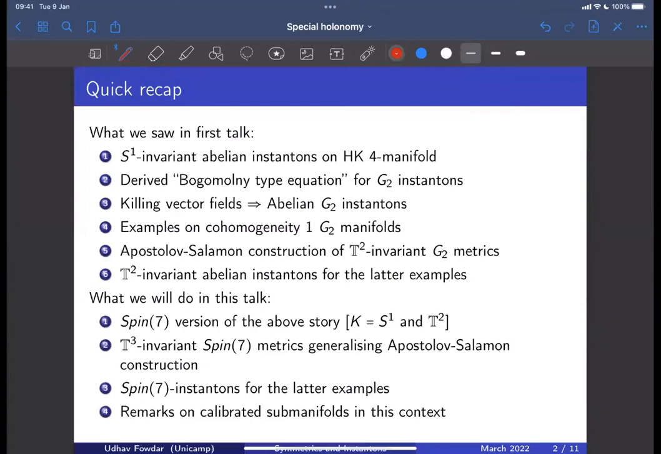And finally, I will finish off by mentioning certain examples of calibrated submanifolds in the G2 and Spin(7) examples that we discussed in this talk, since after all, this talk is part of a series on calibrated geometry and gauge theory. Okay, so let me get started.